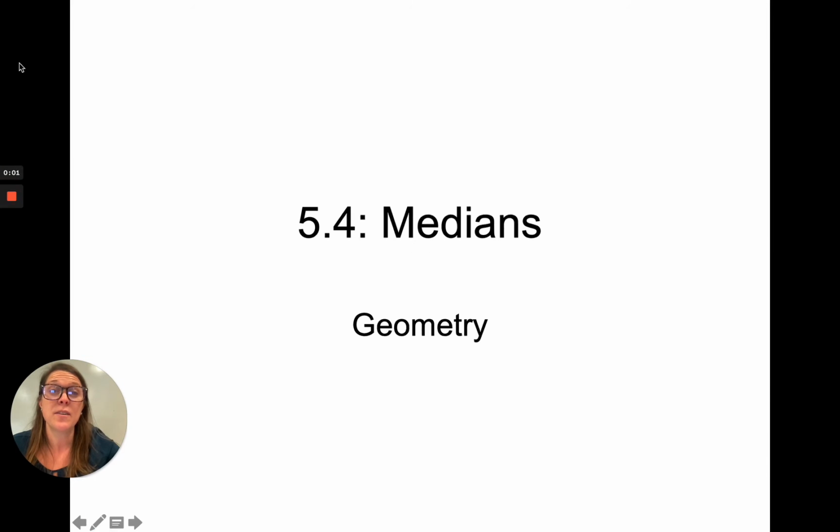Hi everyone, here are your notes for section 5.4, which is getting us into medians of a triangle. So the things that I really need you to be able to do is understand what a median is. You're not necessarily going to need to construct it, but you need to know what a median is and how to solve a triangle that has a median in it.